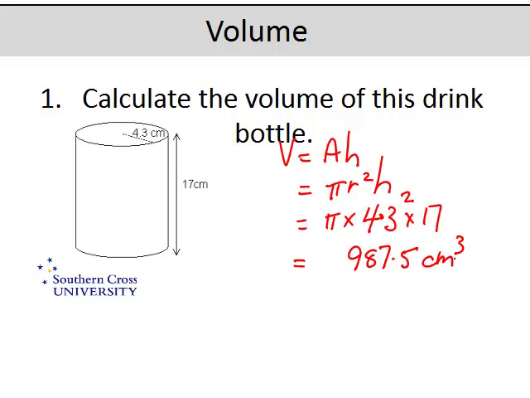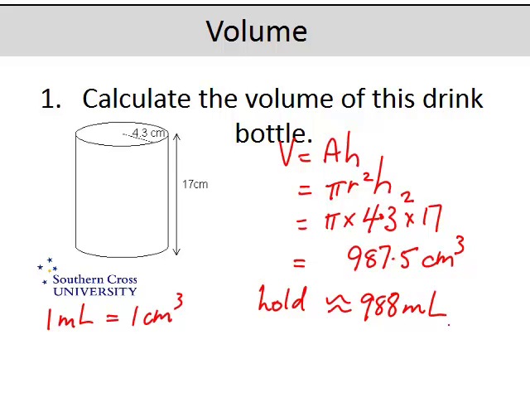cubic centimetres. And as you may have learnt before, 1 mil in capacity is equal to 1 cubic centimetre of volume, so you could say that this will hold about 988 mils. The actual flask that I measured this on was rated as 1 litre, which is 1,000 mils, so we've gone pretty close.